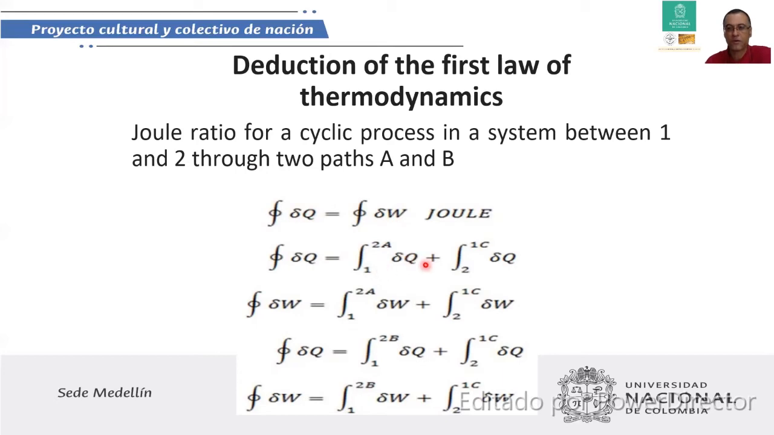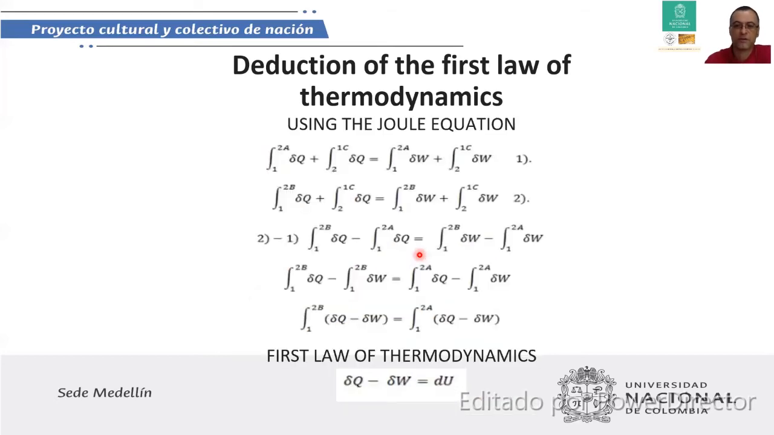When you use that definition from the Joule experiment, you could demonstrate that all the transformation of the internal energy is equivalent to the transformation of heat and work. What does it mean?